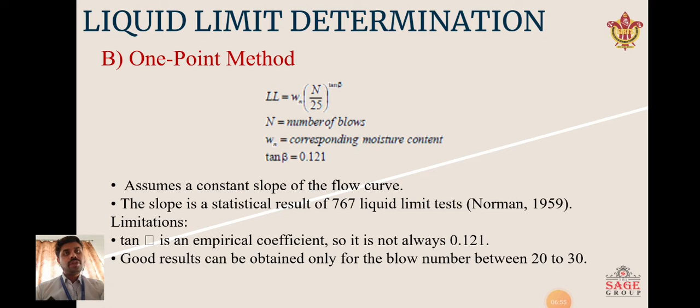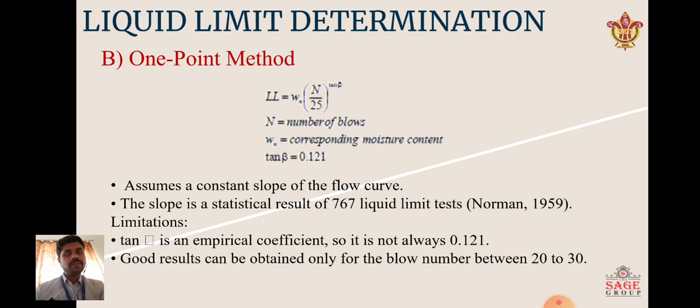The second method for liquid limit determination is the 1-point method. Here you can see the liquid limit is defined by the formula: liquid limit equals W n times n upon 25, raised to the power tan beta, where n is the number of blows, W is the corresponding moisture content, and tan beta is equal to 0.121. So here we assume a constant slope of the flow curve. The slope is a statistical result of 767 liquid limit tests, Norman 1959.